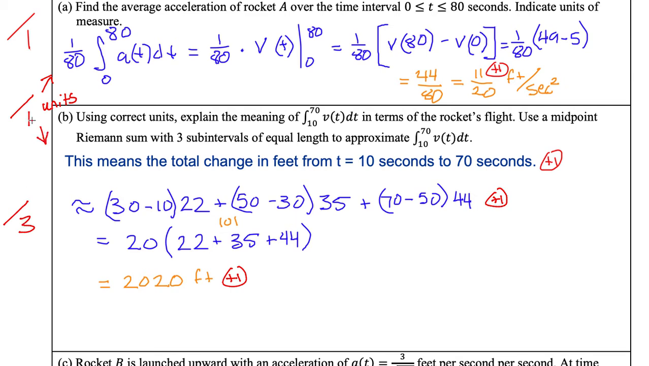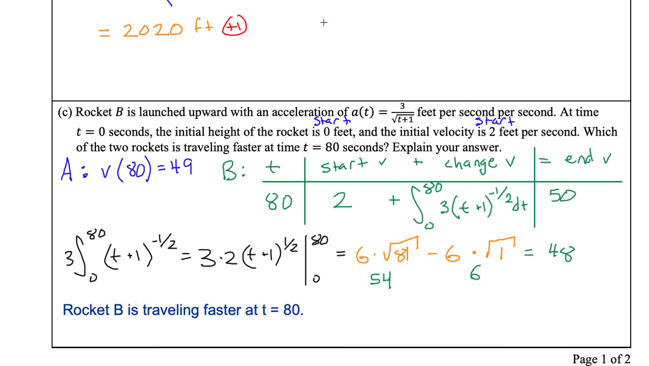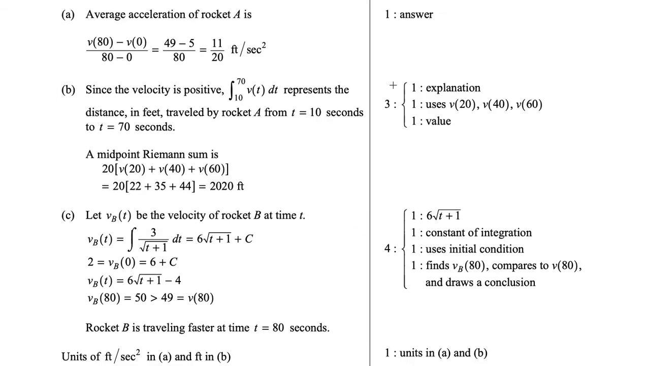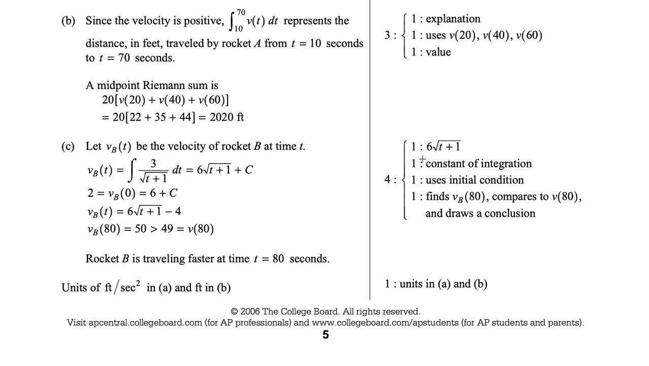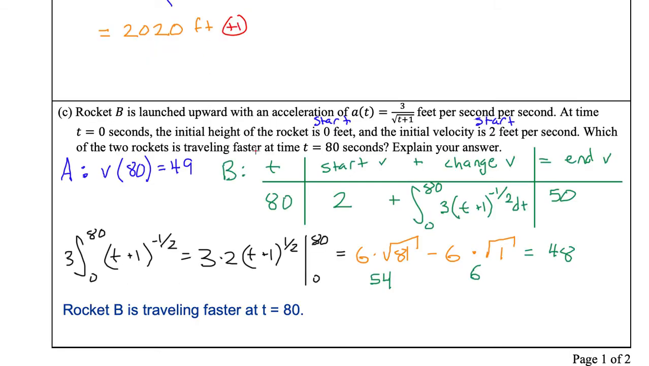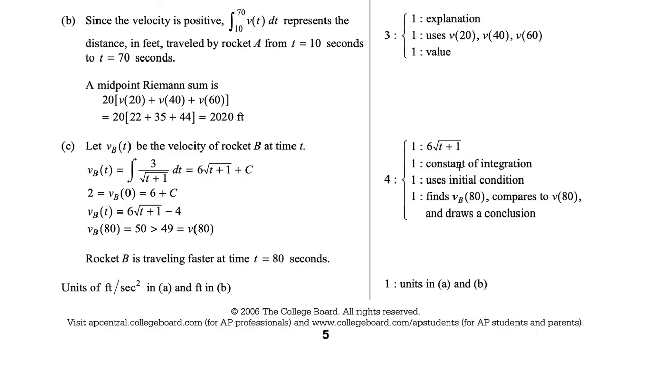So now we're up to 5 points, which means there should be 4 points for part C. And if we check back down here, it is indeed 4 points. So if you somehow have 6 square root of t plus 1, so that's what happens when we took the antiderivative, which is right here. If you somehow took the antiderivative correctly before you plug everything in, you give yourself 1 point.